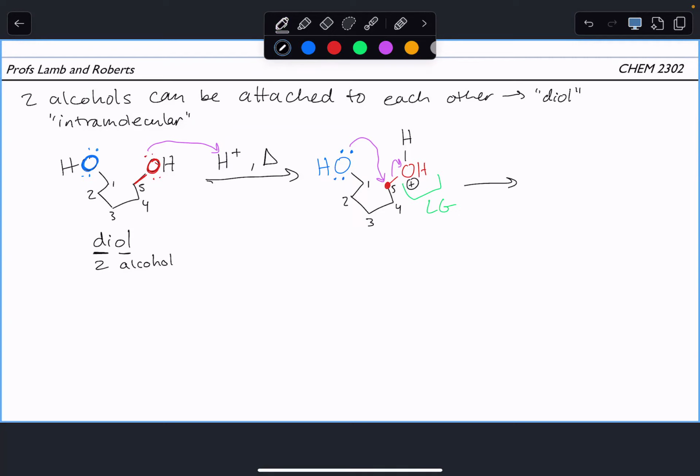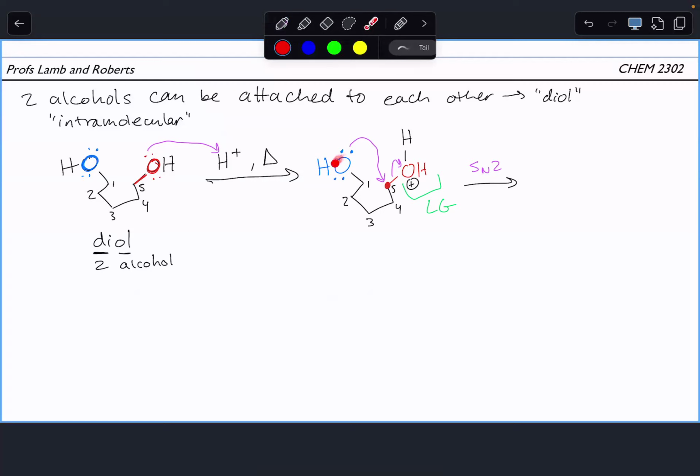So this is our SN2 reaction. All right, so here's the tricky part for intramolecular reactions. You are forming a ring. So what I do is I look at how many things are in the ring.